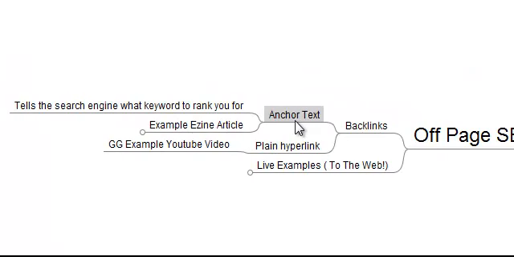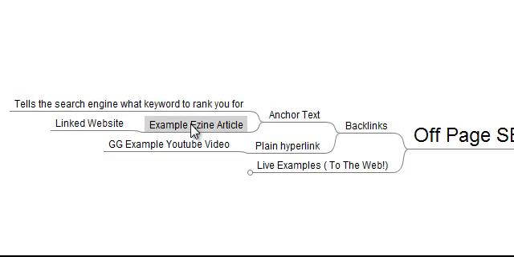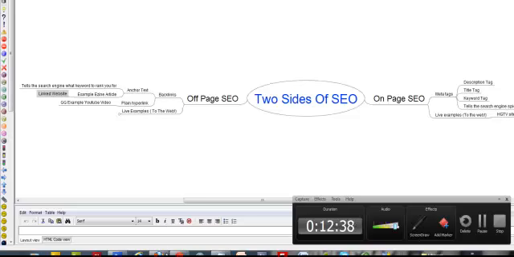Well, anchor text basically tells the search engine what keyword to rank your website for. Okay, now let's jump out to an example really quick. I got an eZine article pulled up. I'm going to jump out to it. We're going to go see what that's all about.